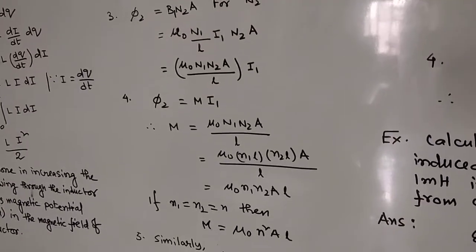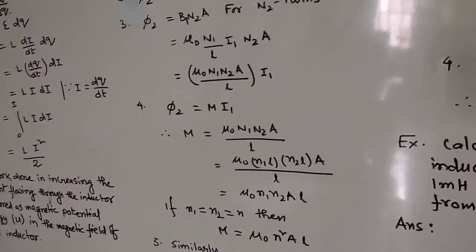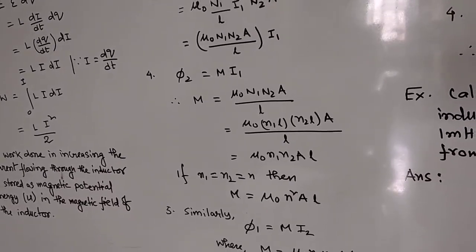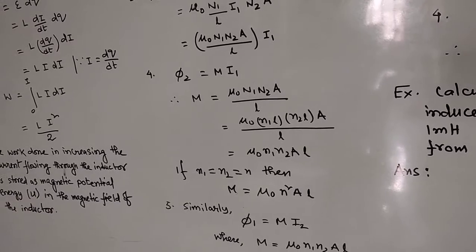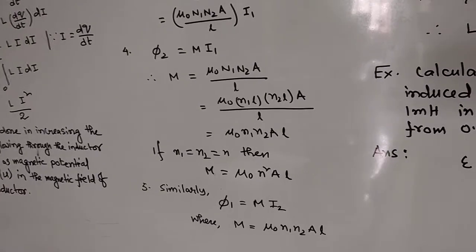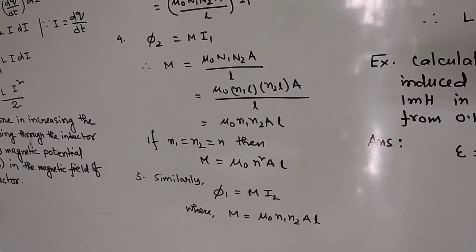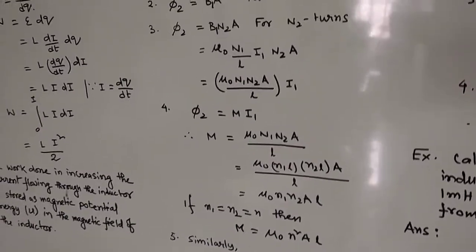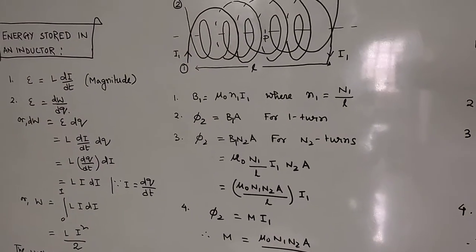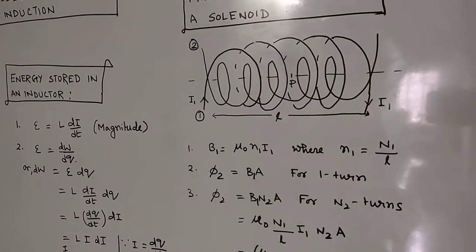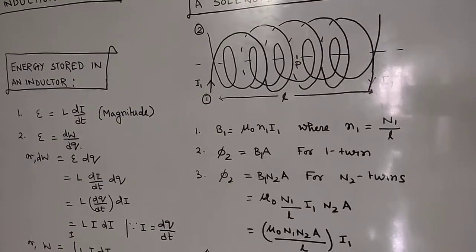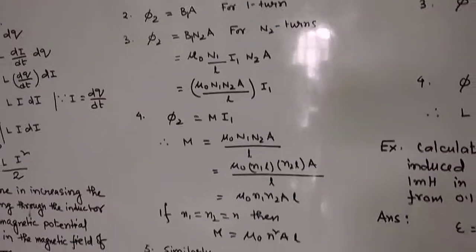Similarly, you can define mutual inductance by considering flux on solenoid 1 due to the current in solenoid 2. For that we have to use this expression phi 1 equal to M I2, and if you simplify you will get the same expression, that is M equal to mu naught n1 n2 A L. You can try at home to find the mutual inductance due to the current through solenoid 2. We have defined here mutual inductance due to the current in solenoid 1. So you can try, you will get the same expression.